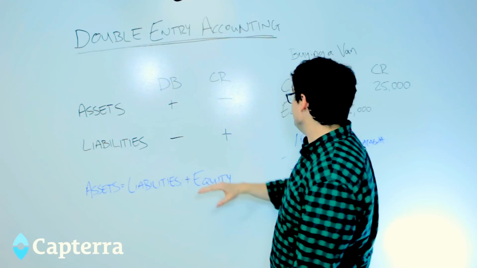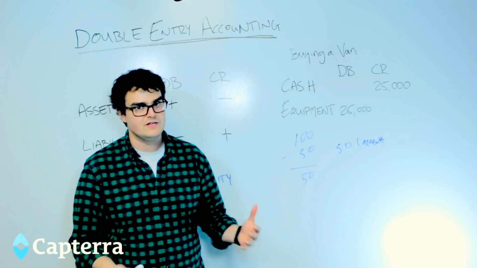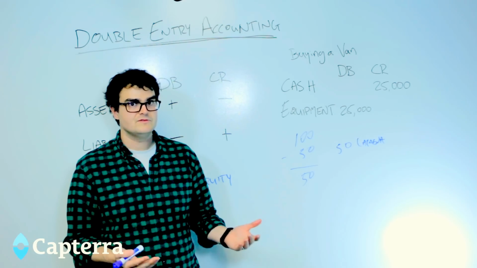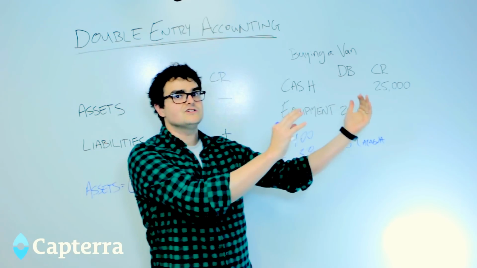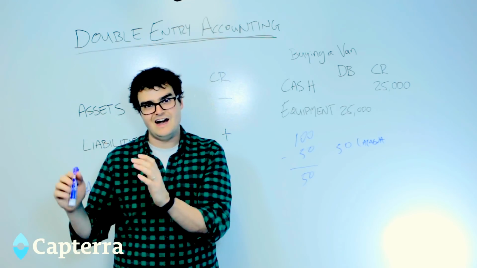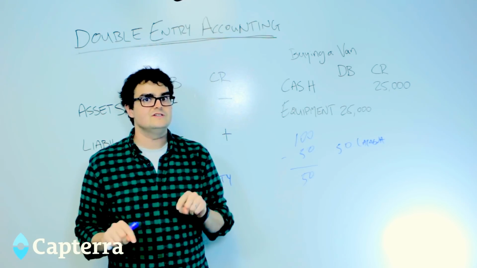So what that means is anytime I make a purchase, anytime I do anything, making a purchase is going to be the most common one for most small businesses. But anytime I do anything like that, I need to make two entries because I need to say, oh, I lost some cash, but in return, I got some machines, or I got a van, for instance. And so you're going to put two entries into your system.